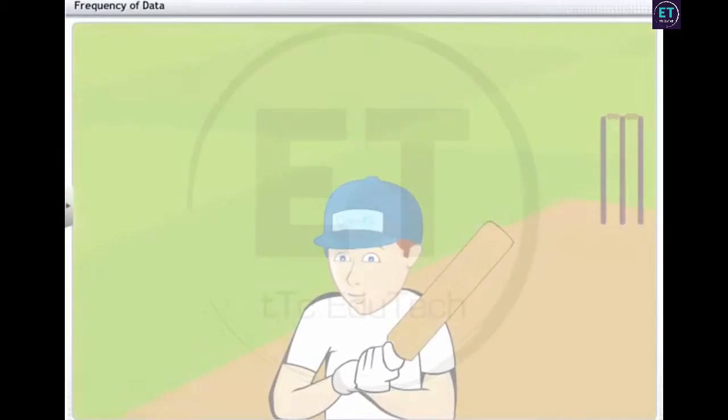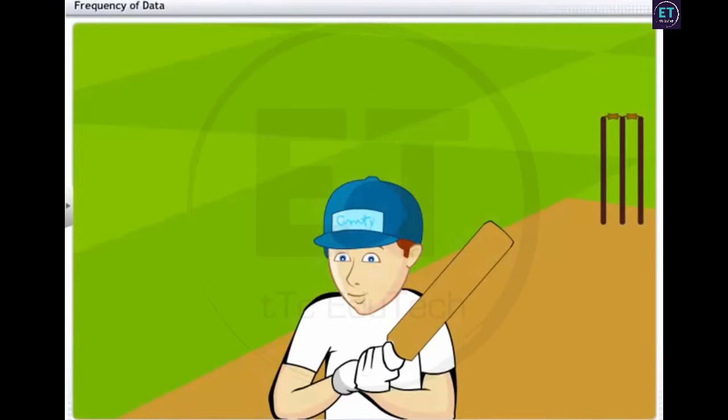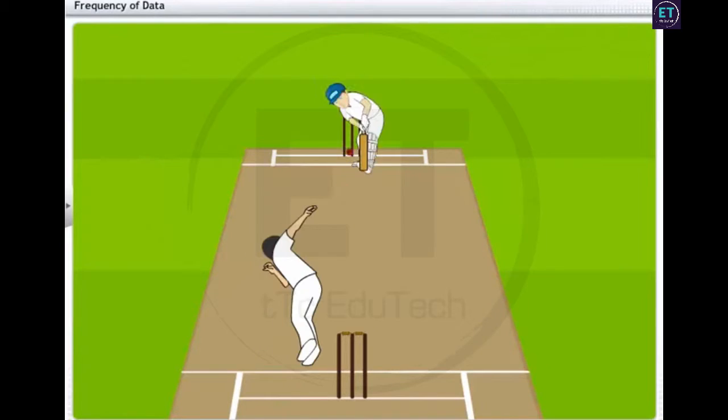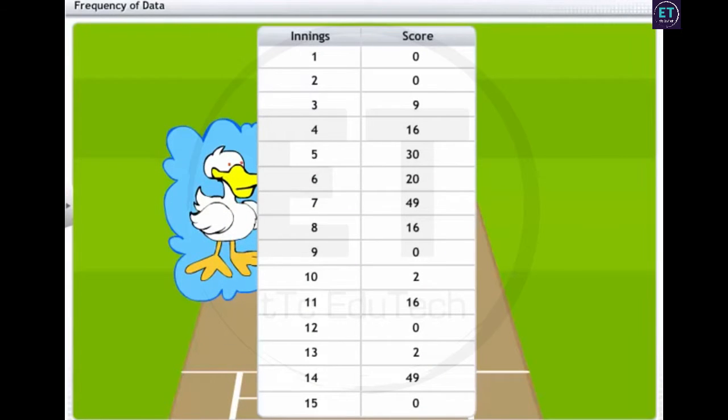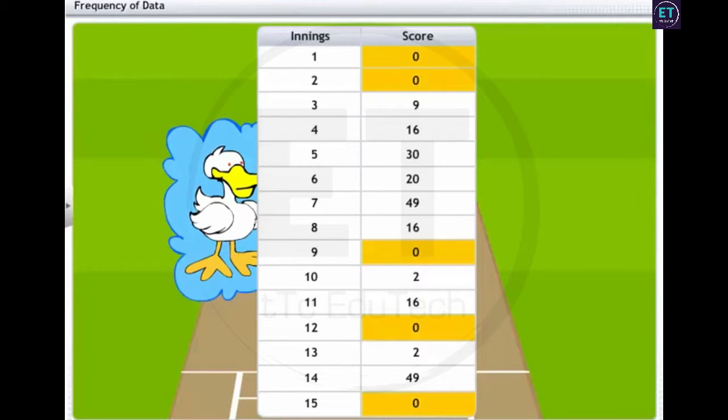Meet Mr. Pinch Hitter. Sadly, he's not in the best of forms this season. Here he goes again for a duck. Have a look at his scores in the last 15 innings. Can you immediately notice how many ducks he scored? Let us see if there is a better way to present this data.